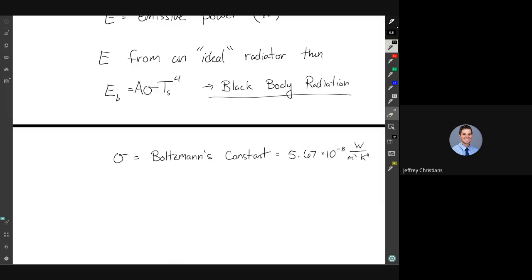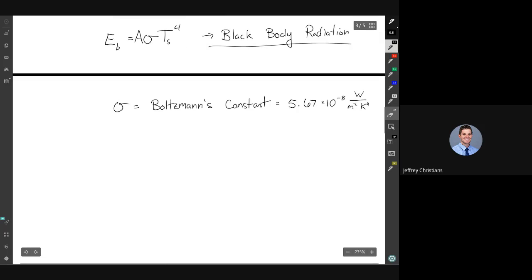Now, I just want to talk briefly, and we're not going to talk more about this, but I think it's useful to see if you've never seen it, to help you understand radiation a little bit. We'll talk briefly about black body.